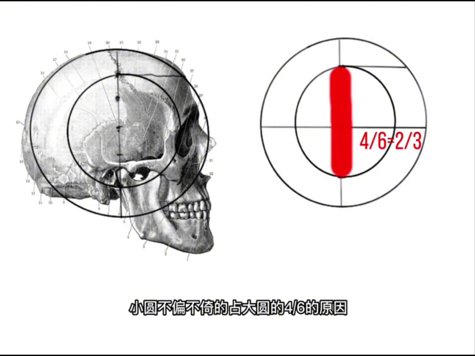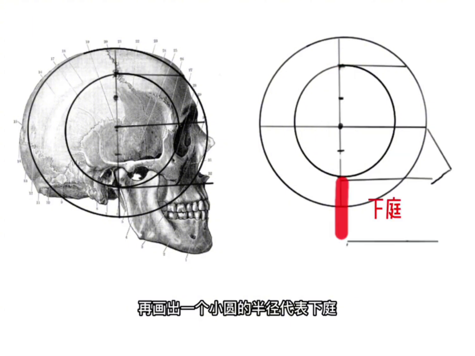So the top of the small circle is the position of the hairline. According to the principle of equal 3/4, half of the small circle is the upper court, and the other half is the middle court. Then draw a radius of the small circle to represent the lower court. This is the basic proportional rule for portrait heads.